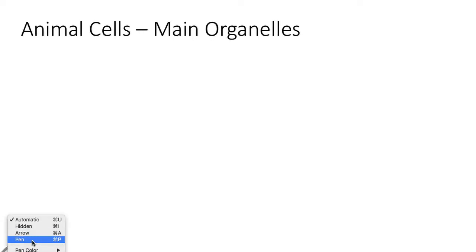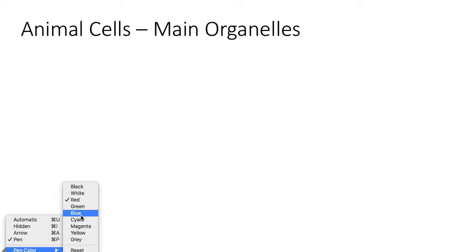Okay, we'll start with the animal cells. Just going over the main organelles that we find in an animal cell. So go ahead and draw yourself an animal cell. Animal cells are kind of roundish, especially compared to plant cells.